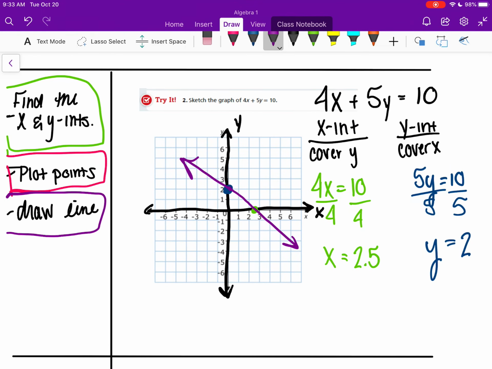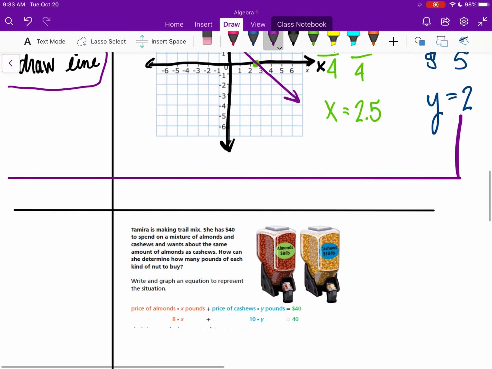Oops. Here we go. Maybe it's going to let me scroll. What's happening? There we go.